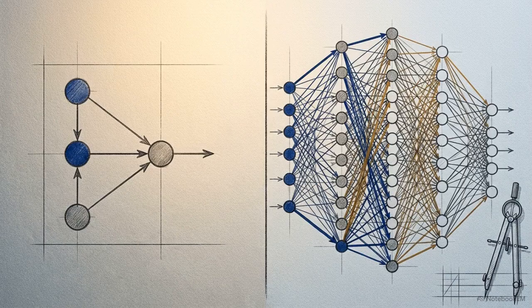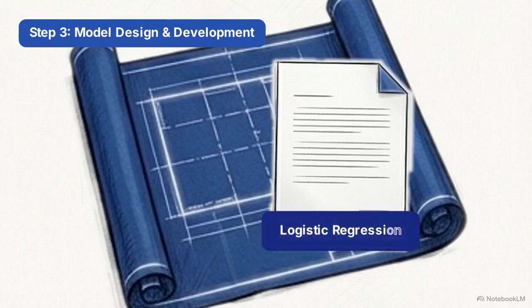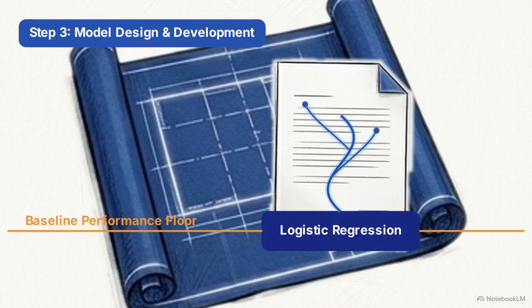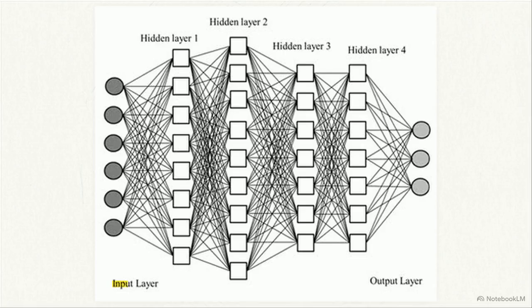Step 3 is model design and development. The core rule here is to start with a simple prototype before escalating to a complex architecture. For our system, we bake in a simple logistic regression model first. This establishes a baseline performance floor to measure against. From there, we escalate. As this diagram of a deep neural network shows, the multiple hidden layers provide the structural complexity required to capture the highly complex, nonlinear patterns of modern fraud.